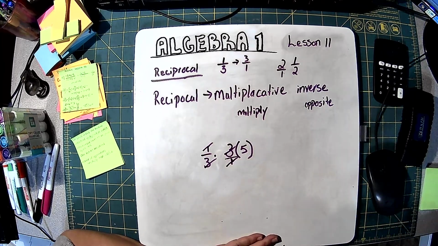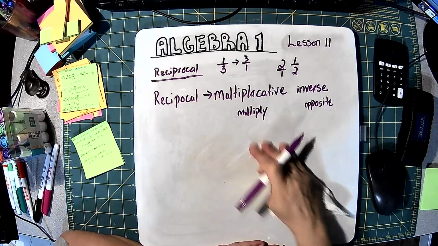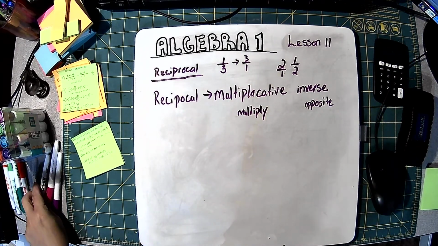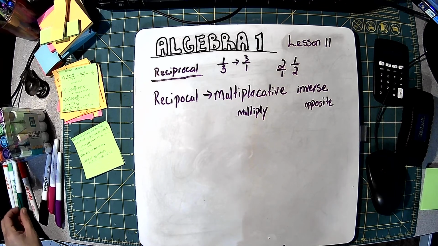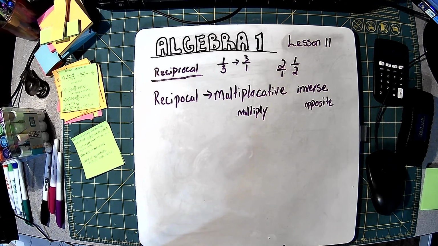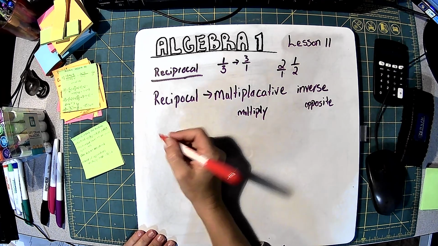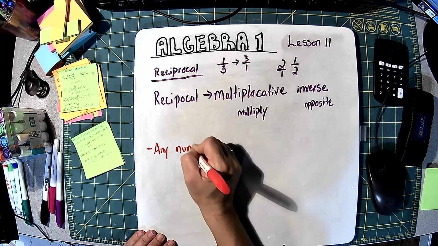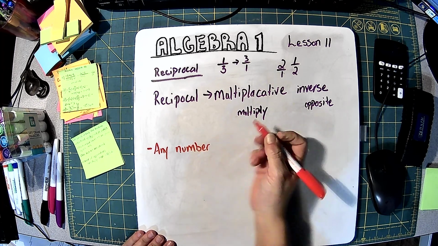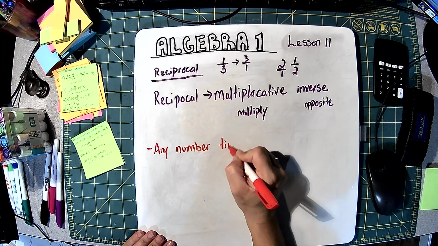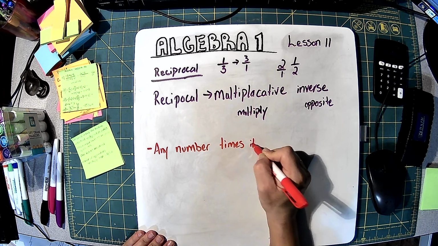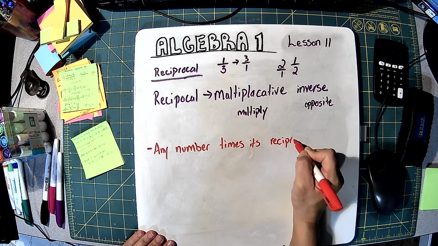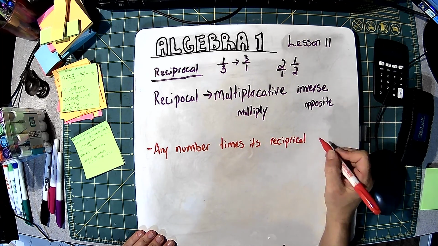So if we multiply anything by its reciprocal, it equals 1. And it undoes the multiplication, because when you multiply something times 1, it still means the same thing as when you started. So any number times its reciprocal is equal to 1.